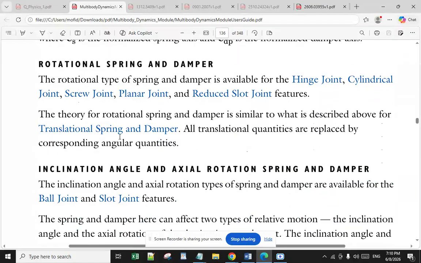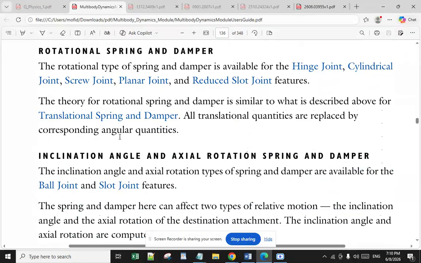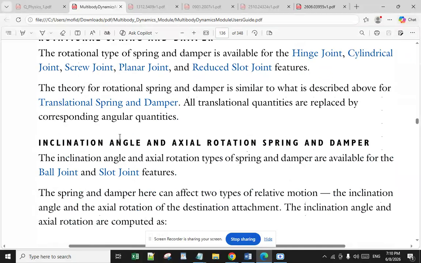Now I want to go through the rotational spring and damper. The rotational type of spring and damper is available for the hinge joint, radial joint, screw joint, planar joint, and reduced slot joint features. The theory for rotational spring and damper is similar to what is described above for translational spring and damper. All translational quantities are replaced by corresponding angular quantities.